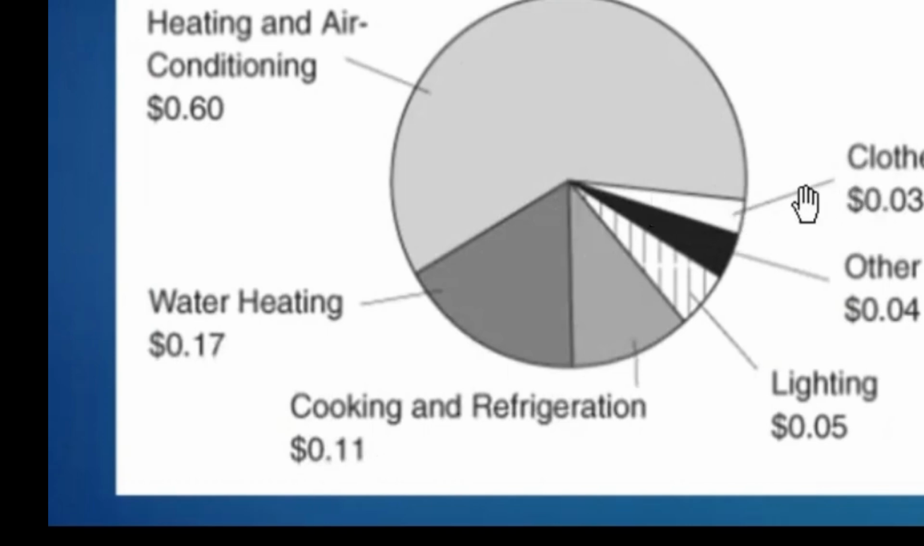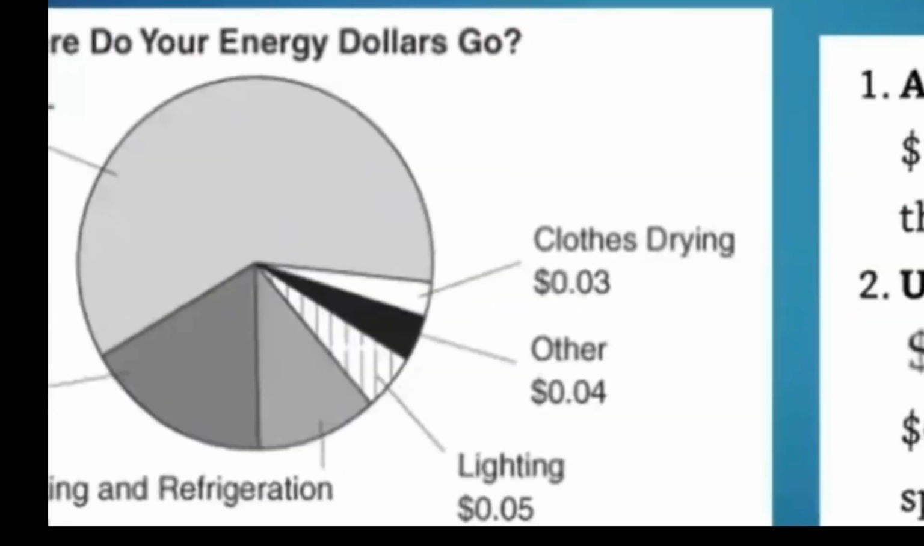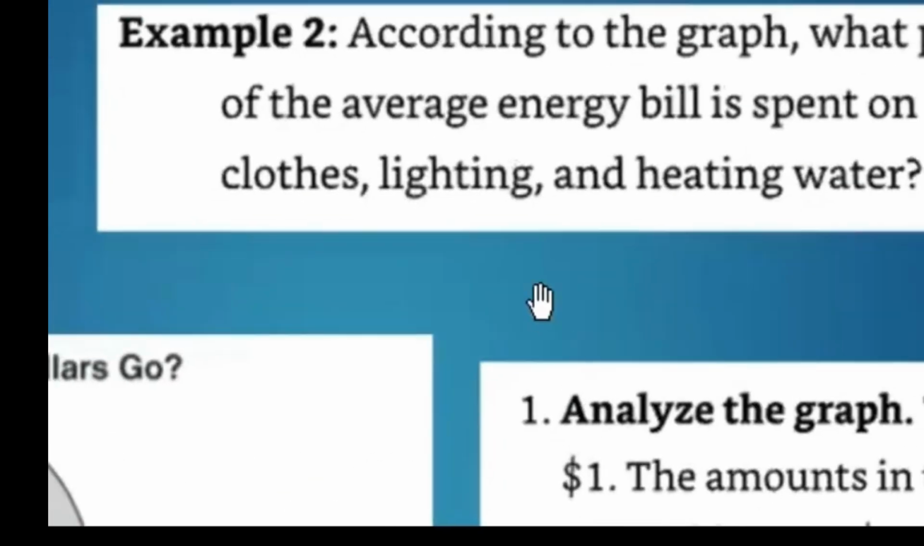Then drying clothes costs around 3 cents. Other costs around 4 cents. And then lighting, turning on the lights, costs around 5 cents. Okay, and the question is asking you, what percent of the average energy bill is spent on drying clothes, lighting, and heating water?